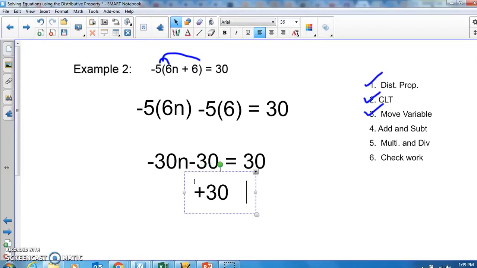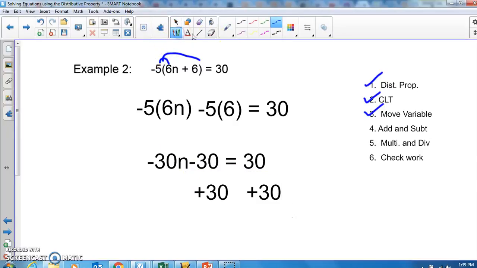So I'm going to put +30. Then if I do that there, I've got to do the same thing on the other side. All right, so what happens when we have a +30 and a -30? These two cancel out. So I'm going to drop down the -30n. And then a +30 and another +30 gives you a +60. Which means we've taken care of step 4.